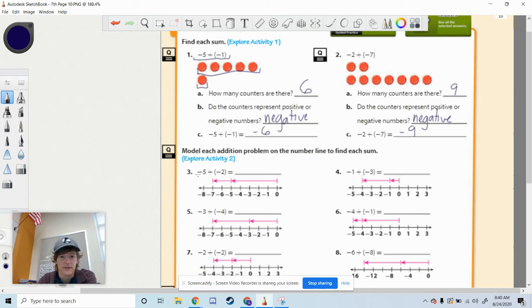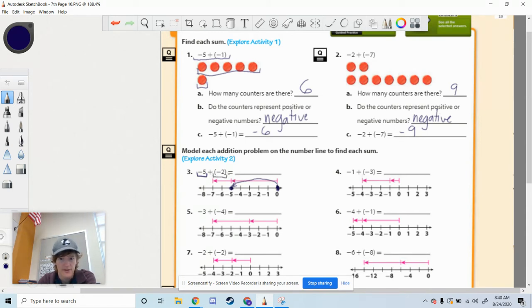So for number 3, we have -5 plus -2. To start off, I want you to put a circle or a dot at 0, and then we're going to jump all the way to -5. So I should see some kind of arrow to -5. I'm going to the left because it's negative. To the right would be positive. But if we're going -5, we should end up right here.